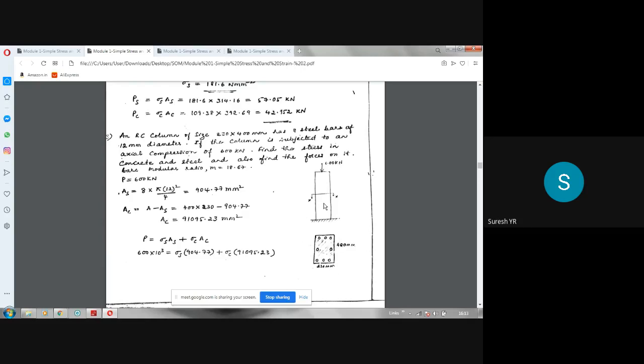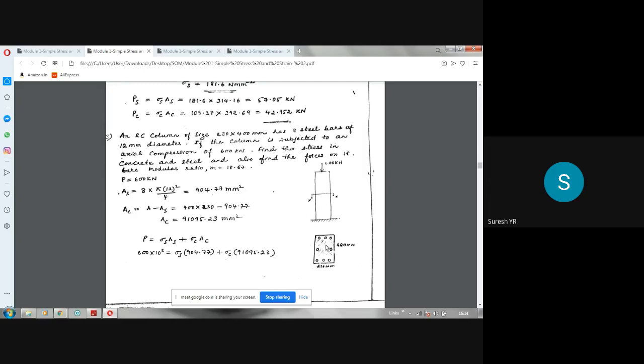So that's why RCC has been developed, which you are going to study in detail in your semester in the RCC subject. So here the load acting on the column is 600 kN. The size of the column is 230 mm by 400 mm. See here, the width is 230, the thickness, the depth, is 400 mm. It is reinforced with 8 bars. He has given 8 bars of 12 mm diameter. Okay, 12 mm diameter has been given. So the area of steel you can calculate.